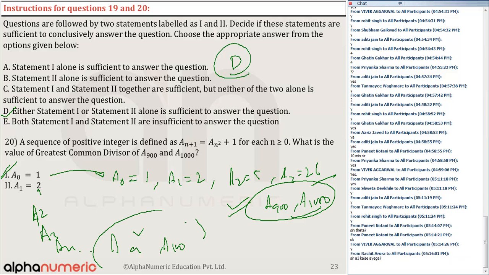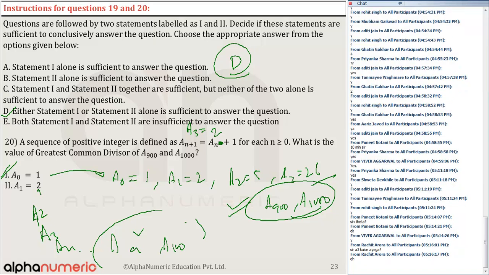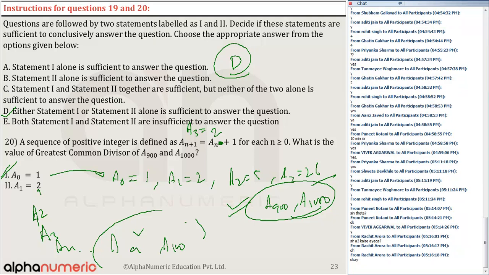Remember, we do not need to find out the exact value. A3 will come here: A3 is equal to A2 squared plus 1. So from this, all the terms will keep coming. So can I move ahead?